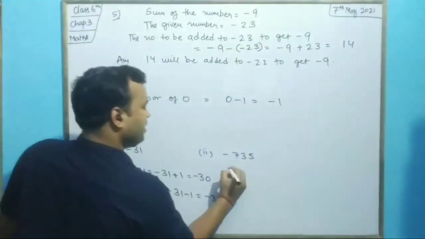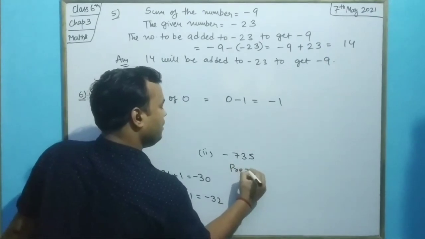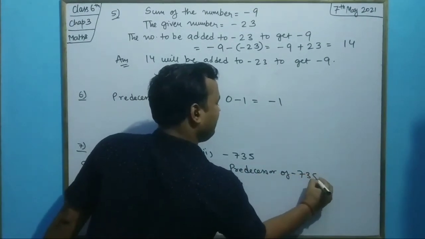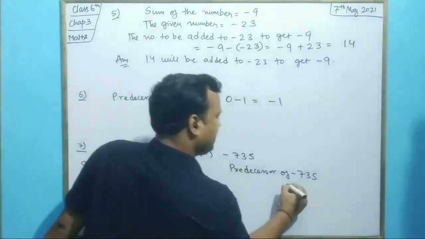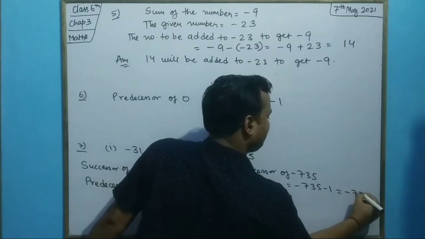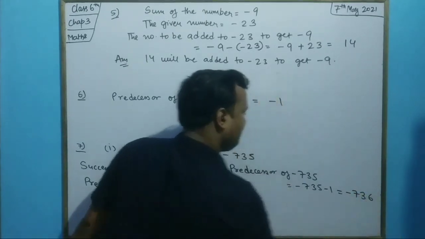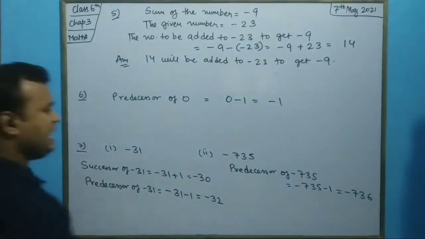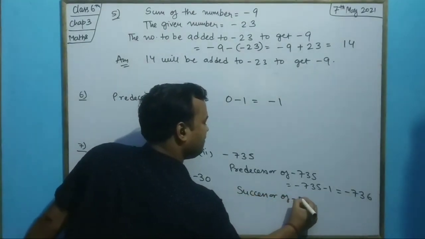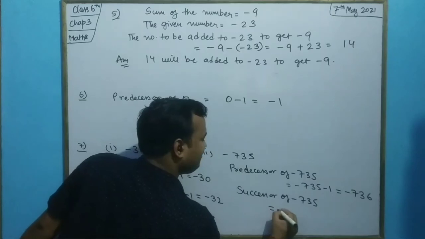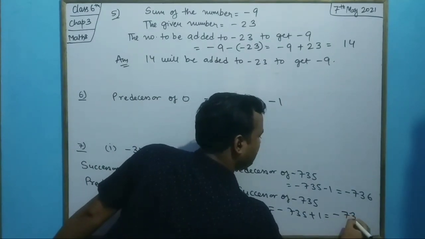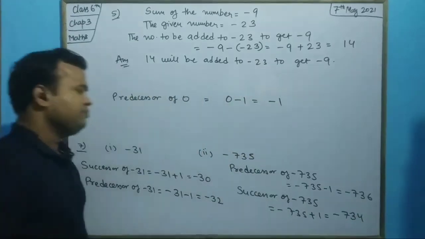Now again, similarly, what is the predecessor of minus 735? We need to subtract 1 from it. Subtracting 1, it will be minus 736. And we need to find the successor of minus 735. Just add 1 to it. What will it be? It will be minus 734.